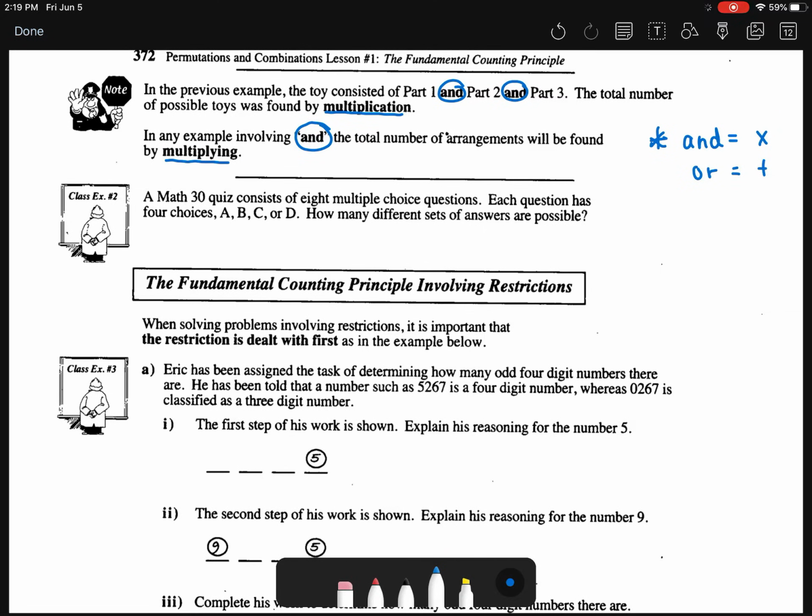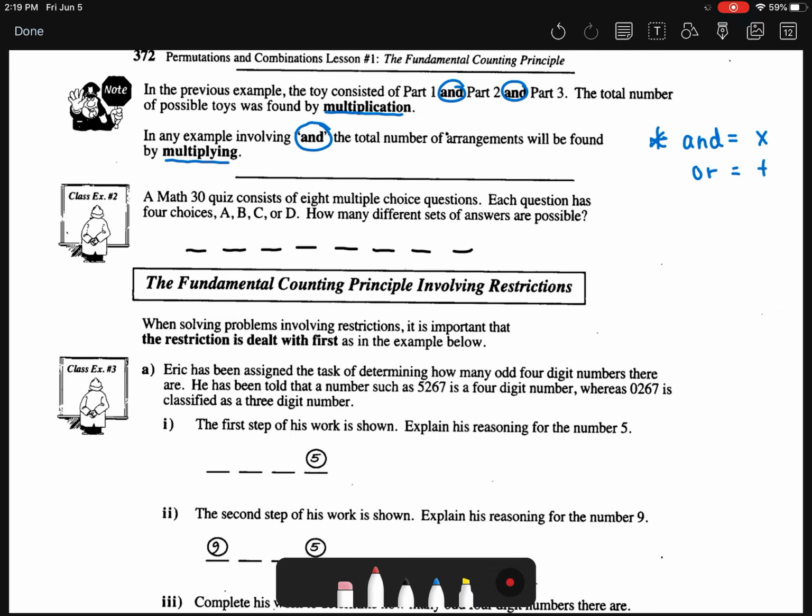Next question. A Math 30 quiz consists of 8 multiple choice questions. Each question has 4 choices, A, B, C, or D. How many sets of answers are possible? Well, again, you think about it like this. If you set up the fundamental counting principle, what we do a lot of times is we write out blanks or spaces that need to be filled in with the options or choices we have at each stage along the way. So 1, 2, 3, 4, 5, 6, 7, 8. There are 8 blanks there, each of those blanks representing one of the 8 questions on the test.